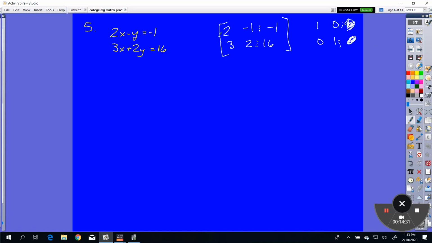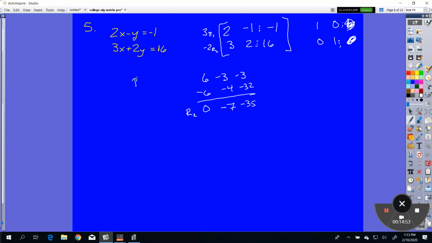So looking at that, I'm going to go 3 times row 1, negative 2 times row 2, and add those together. That's going to be 6, negative 3, negative 3, negative 6, negative 4, negative 32. So 0, negative 7, negative 35. This is my new row 2.